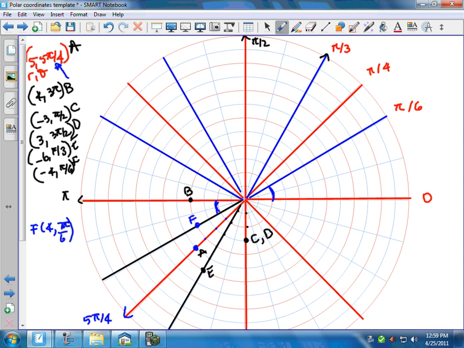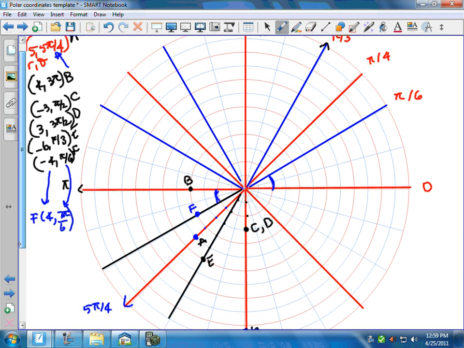So basically, notice how we went from this one to that one. I took the negative of the r. I went from negative 4 to positive 4. And at the same time, what did I do for the angle? I added pi to the angle. So typically that will be the case.